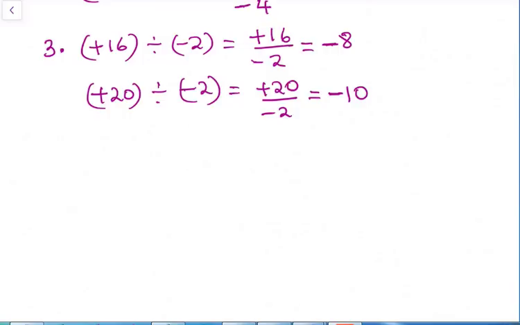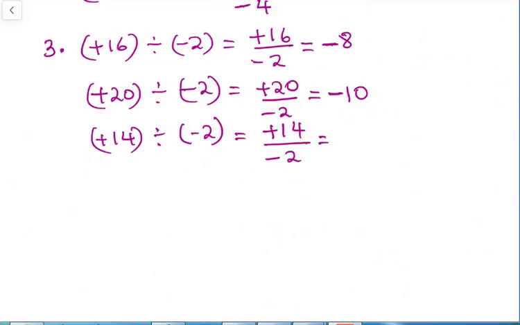So we want to take the third example here, which will be plus 14 divided by minus 2. So this will give us numerator of plus 14 and denominator of minus 2. And this will be plus divided by minus will be minus, and 2 will go in 14 7 times.